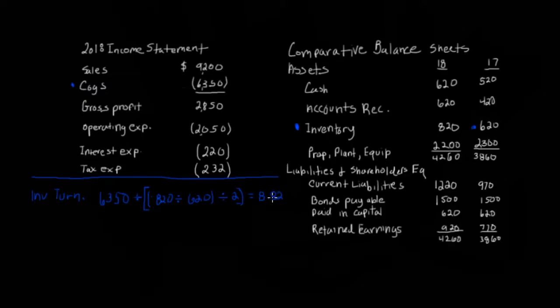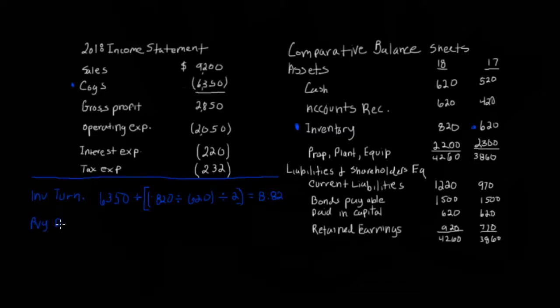Okay, so what is this number? This number is the amount of times during the year that your inventory is turned over or sold. This is very important because we'll be able to figure out our average days in inventory with this number. So next we are going to do average days in inventory.